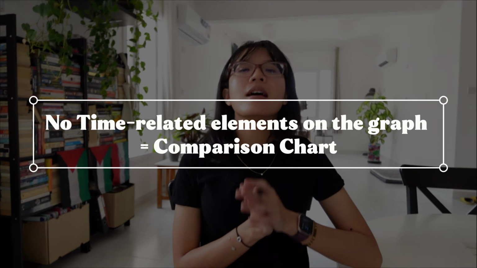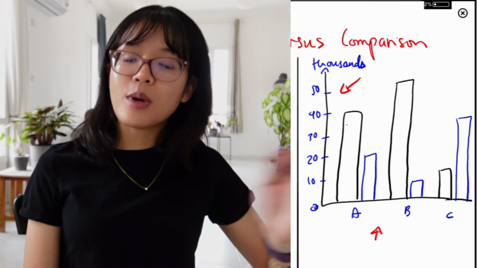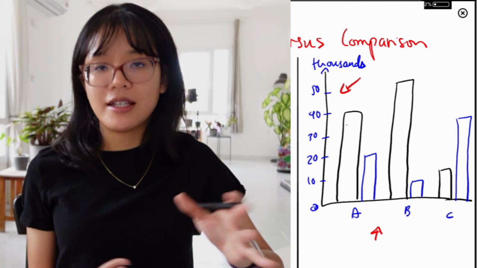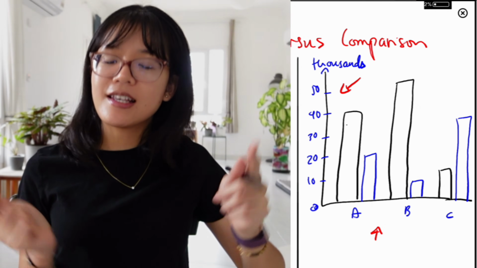But when you do not see the time difference on the graph itself, that's a comparison chart. Like this one, you do not have any time-related elements here, right? So this is a comparison chart. Now I'm emphasizing again on looking for time-related elements on the graph itself, not the legends, not the notes, not anything else. So now you know what a trend looks like and what a comparison looks like, and you know what to look at to determine between a trend and a comparison chart.